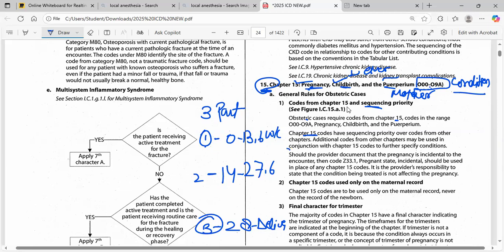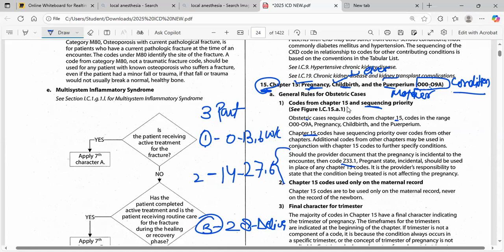If your doctor is not treating anything related to the pregnancy and the treatment provided is incidental to the pregnancy, in that case you are going to use the normal condition code without O series, and at the end of the charge you will mention Z33.1 to represent that the treatment provided by the doctor is not related to the pregnancy or is incidental to the pregnancy.